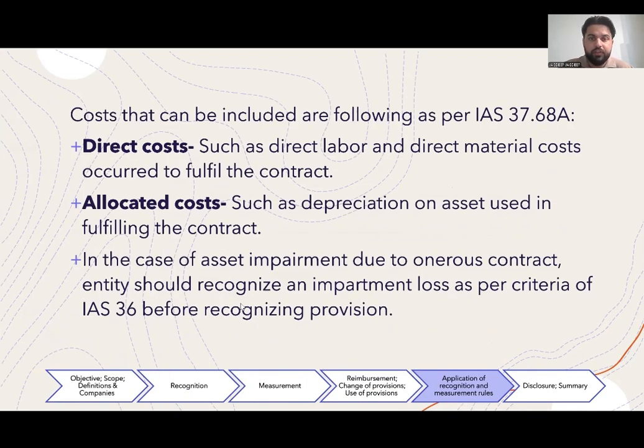Costs that can be included are the following as per IAS 37. Direct costs such as direct labor and direct material cost that occur to fulfill the contract. Allocated costs such as depreciation on the asset used in fulfilling the contract. And in the case of asset impairment due to an onerous contract, the entity should recognize an impairment loss as per the criteria of IAS 36 before recognizing the provision.